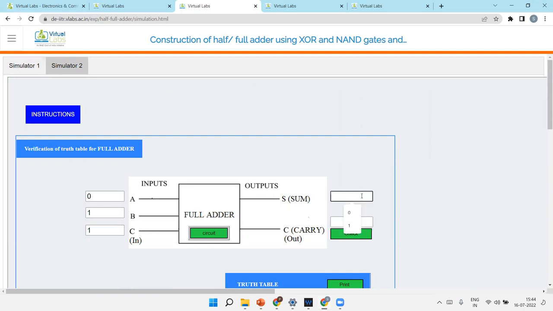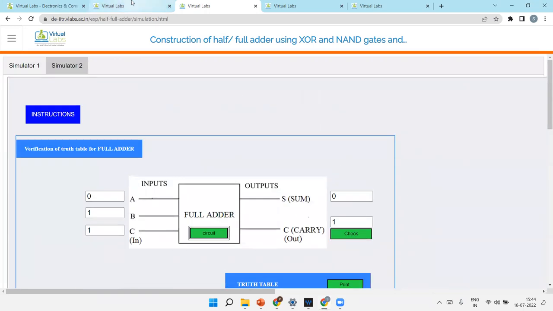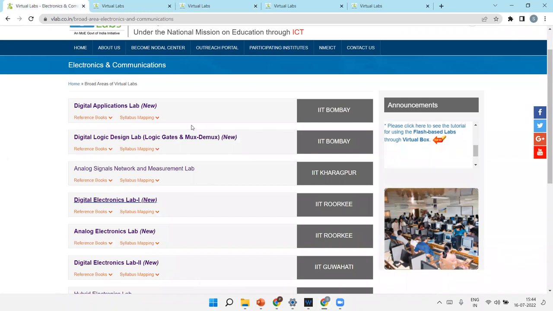If I write here 1 and 1, it will show an incorrect value, because sum should be 0 and carry should be 1. It's correct. So in this way, we have learned the experiment of half adder and full adder, simulation in the virtual lab.